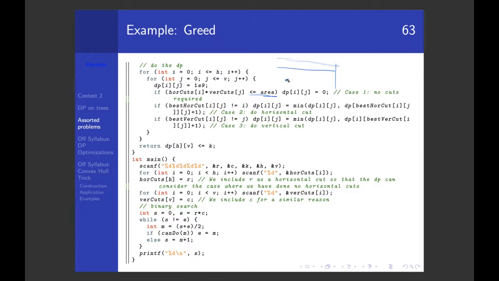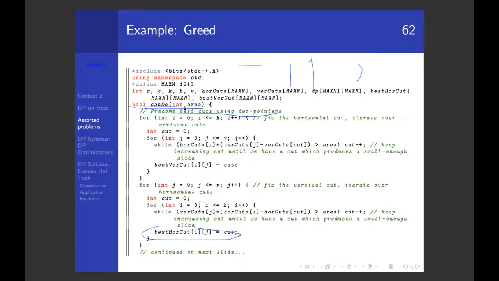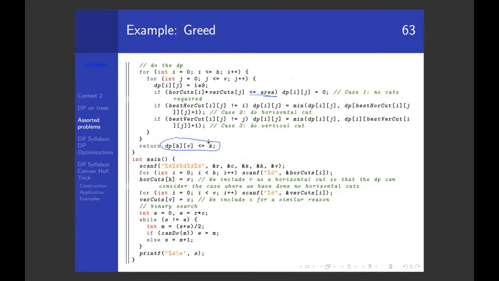The same thing for vertical cut, so we say, okay, the best vertical cut, do dp of this state here, and then add 1. Our DP, as you can see, is bottom up. So we choose arrays. We then return, is this dp less than k? In other words, is it possible to cut the cake into slices, each one with area at most area, using at most k cuts? If so, true. If not, false.